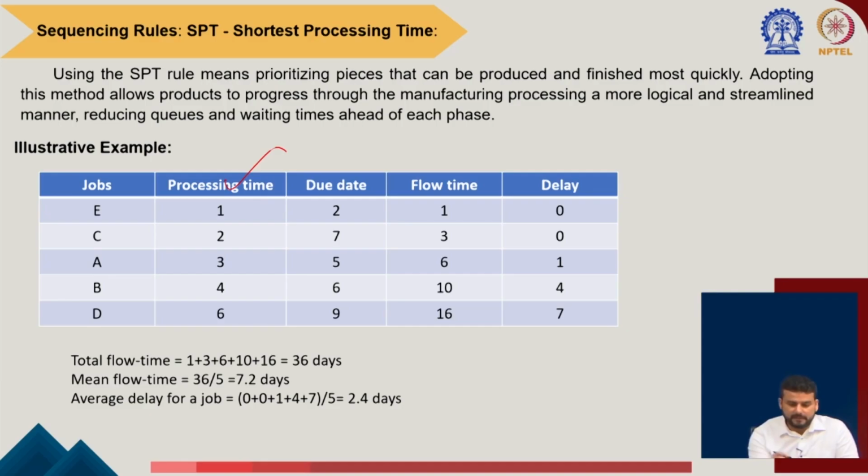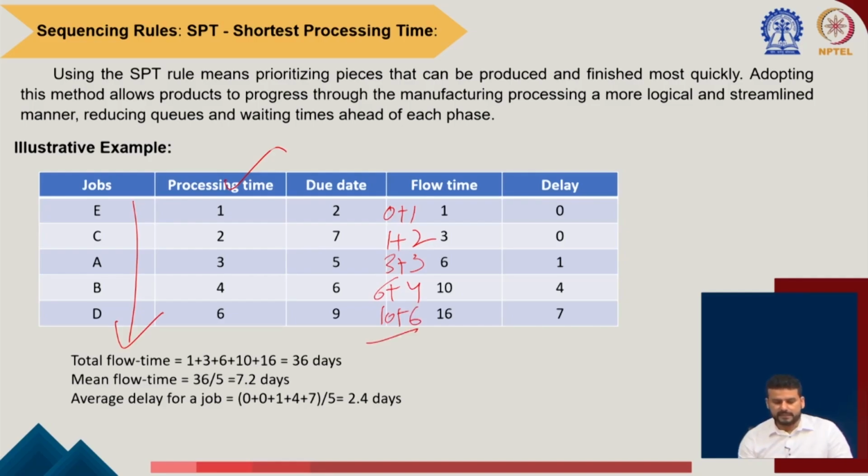So you can see as per that I have sequenced all these jobs. Again, the due date is the data given, and flow time you can calculate. On the 0th day 1 day is required, 1 plus 2, 3, then 3 plus 3 days required for A job, then 6 plus 4 days required for B job, then 10 plus 6 days required for D job. So in the end you can sum up the flow time and you can see the average flow time is 7.2 days. Now, let us find out the delay.